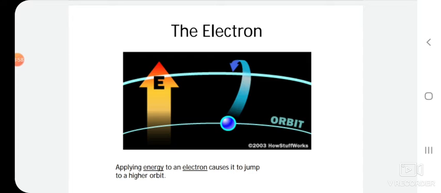By losing its energy, or vice versa, if that higher orbital electron absorbs some energy, it emits some energy and it moves to a ground state. So if we apply some energy to that electron, then that electron jumps to a higher orbit by absorbing some external energy, and that external energy may be in the form of photons.